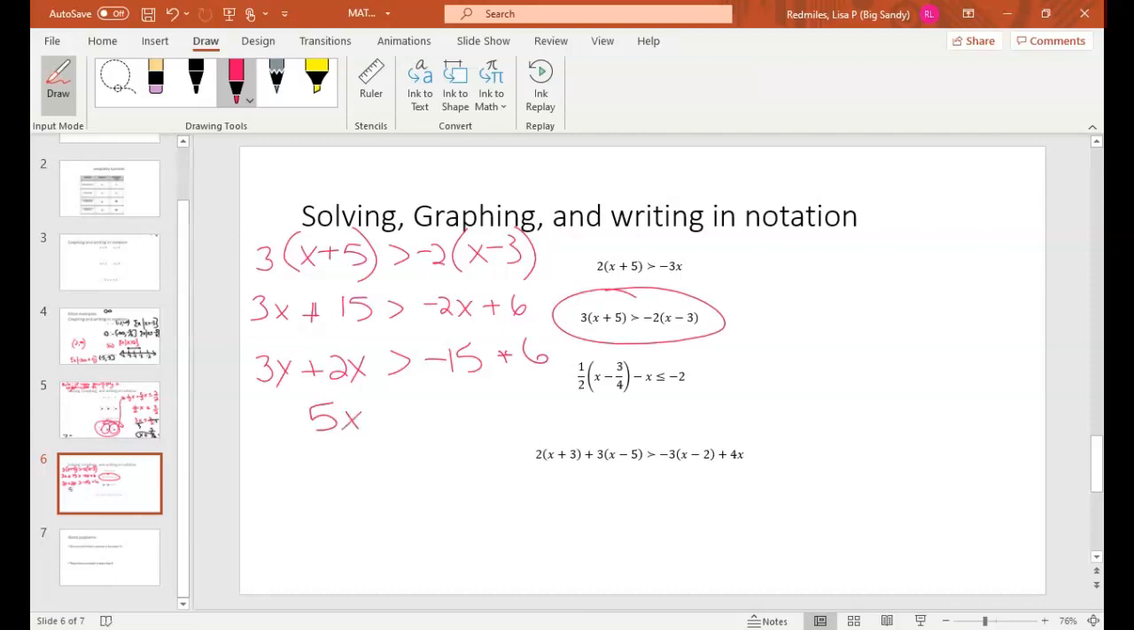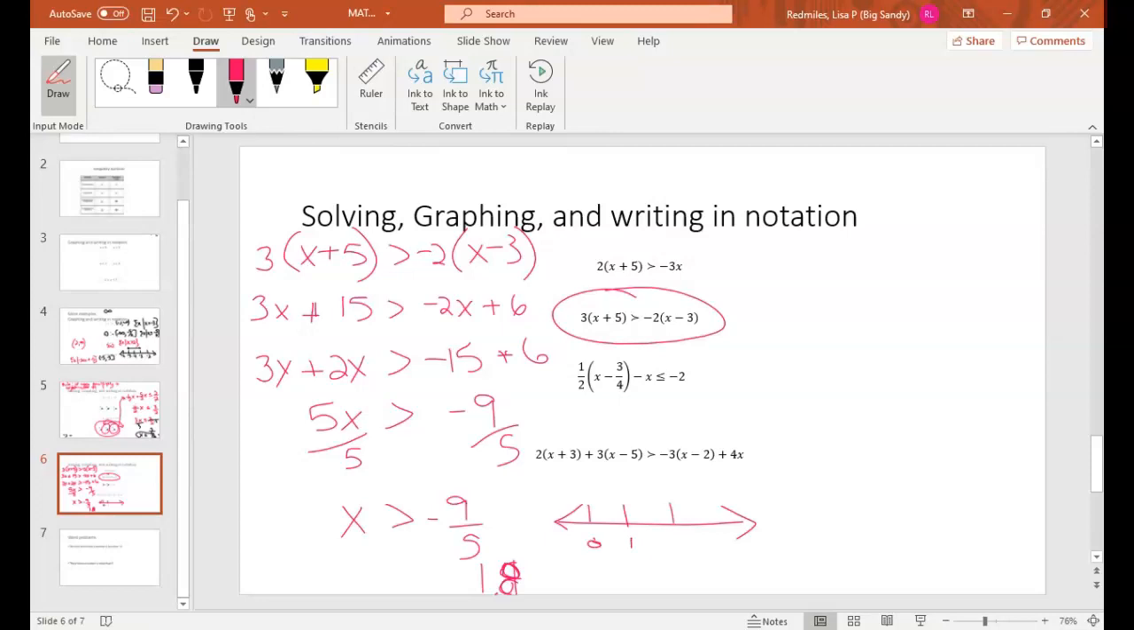That's 5x is greater than -9. And now I'm going to divide by a positive number. So x is still greater than -9/5, because I don't want to flip it because it's a positive 5. And it's helpful to know that that is 1 and 0.4. No, 1.8. 4 if this is 8. So that means it's in between 1 and 2.